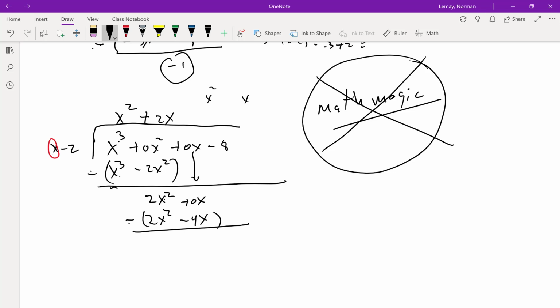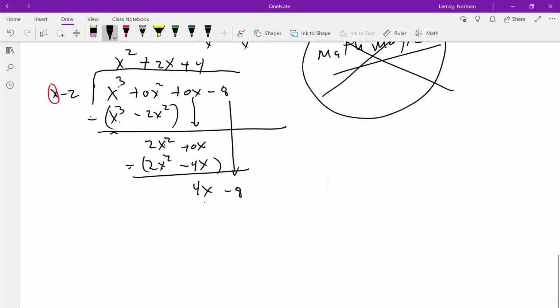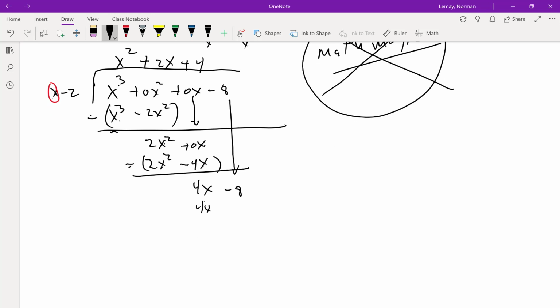So now we subtract. So 2x squared minus 2x squared is 0. 0x minus a negative 4x becomes 4x. And then we bring our 8 down, so minus 8. So now, what do we multiply x by to get 4x? So notice that's going to be plus 4. So here we get 4x minus 8. And notice that when we take 4x minus 8, subtract 4x minus 8, we get 0. So our final answer then is x squared plus 2x plus 4.